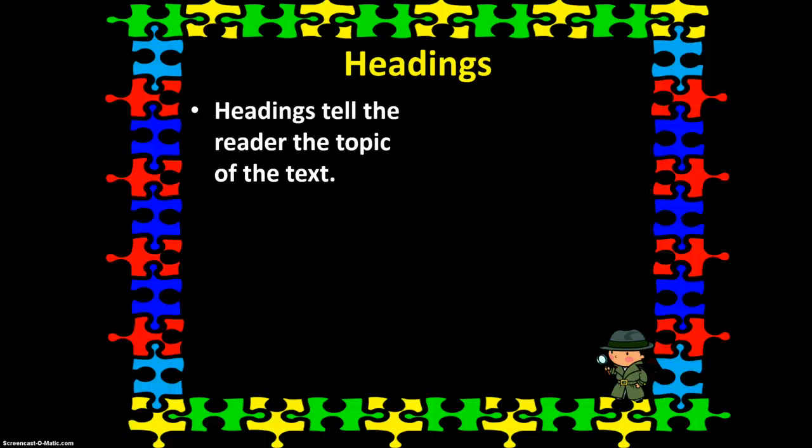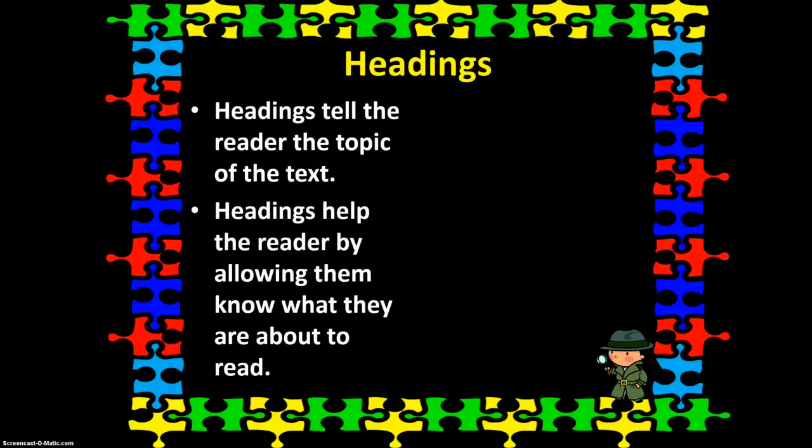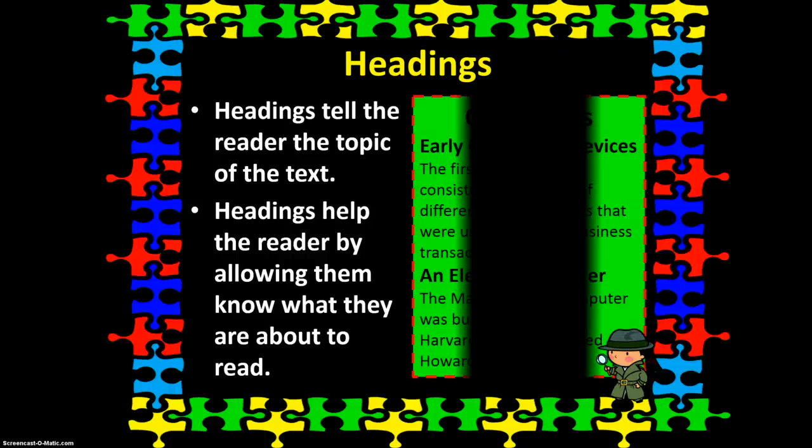Headings. Now, headings are very important when looking at nonfiction text. Headings tell the reader the topic of the text, so it's kind of about what the text is about. And headings also help the reader by allowing them to know what they are about to read. So you look at something and you want to know what you're about to read. Looking at the heading is a great way to find that.